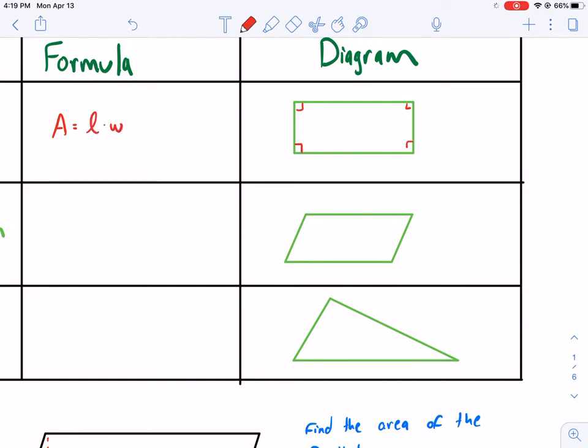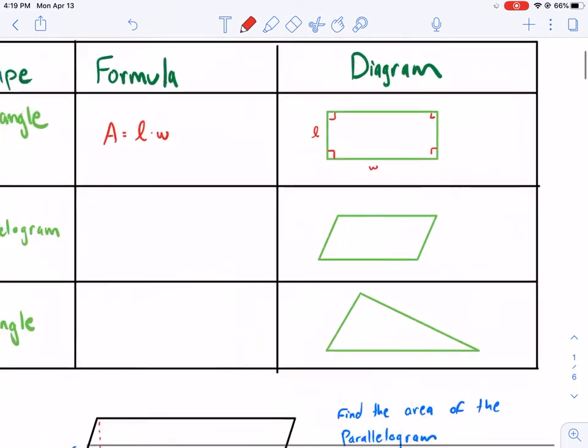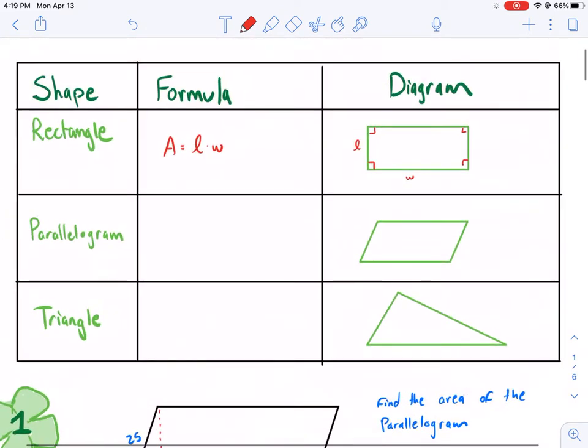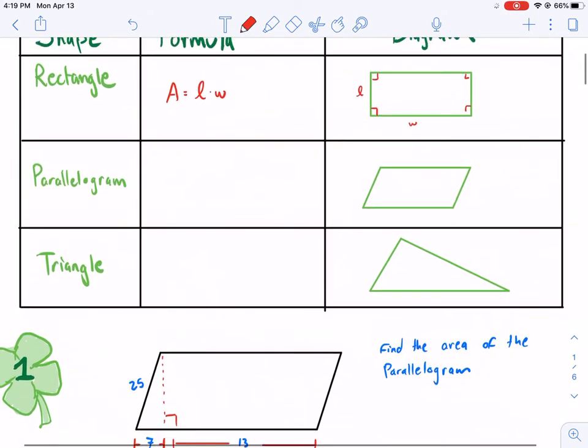A lot of people think the length needs to be the longest side, but it does not. It just needs to be one of the perpendicular sides. So the length and width need to be perpendicular to each other, and we multiply those to find our area. Okay, very similar to the rectangle is the parallelogram. The parallelogram, think of it as a kind of a rectangle that's been stepped on and it slides over due to the pressure. So the formula is going to be very similar.